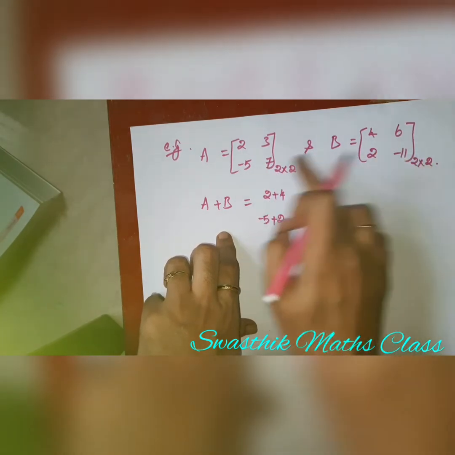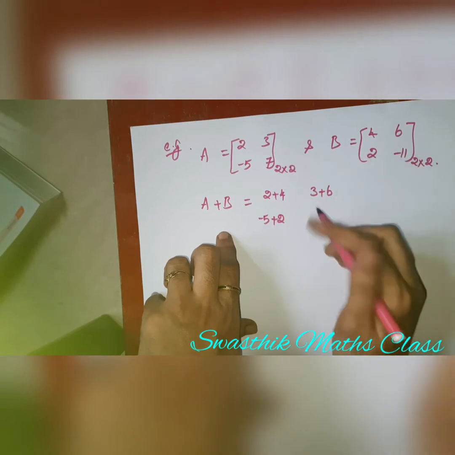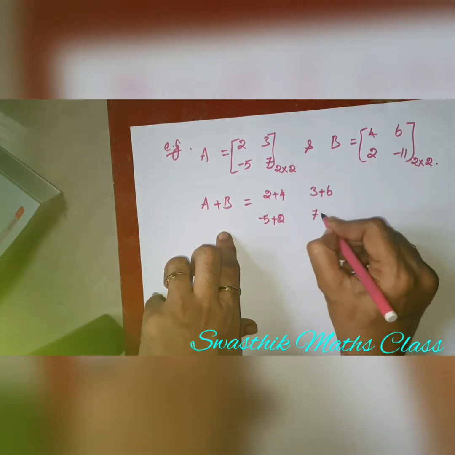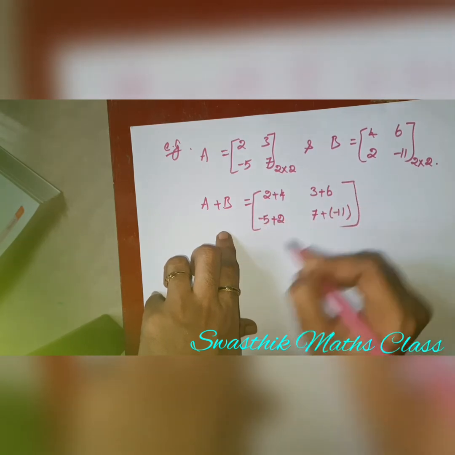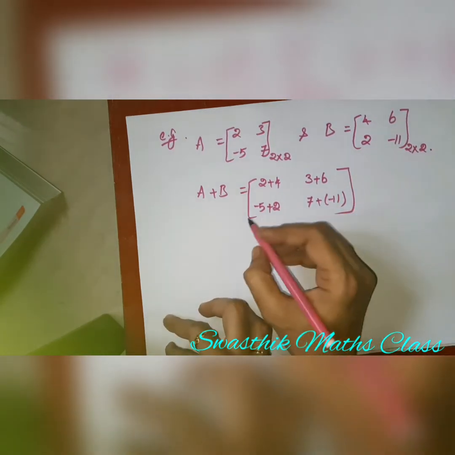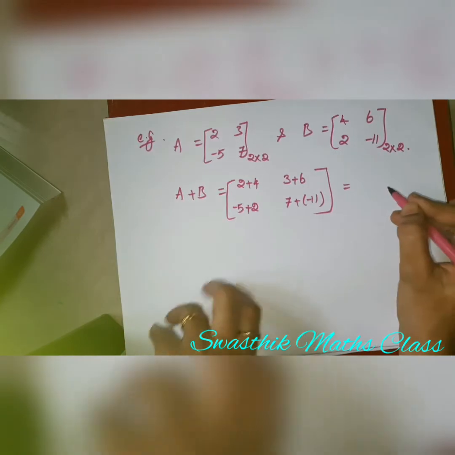Next, for the 2/2 position, add 7 and minus 11. So 7 plus minus 11. Isn't it? This is the new matrix A plus B. Let's find the final value.